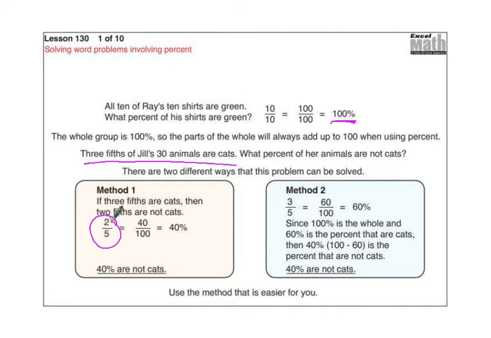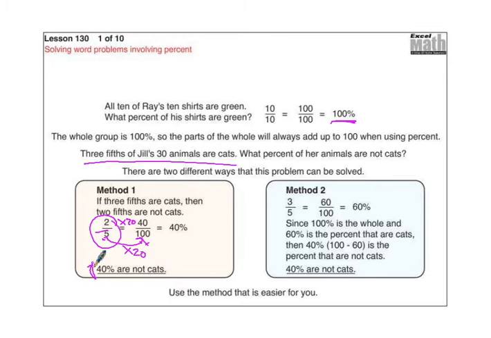So 2/5 are not cats, and we can change fifths. Percent means what? Out of 100. So we've got to change this into out of 100. 5 times 20 is 100. So 2 times 20 is 40, right? So this is the percent. 2/5 is 40% because 2/5 is the same thing as 40 out of 100. So 40% are not cats.